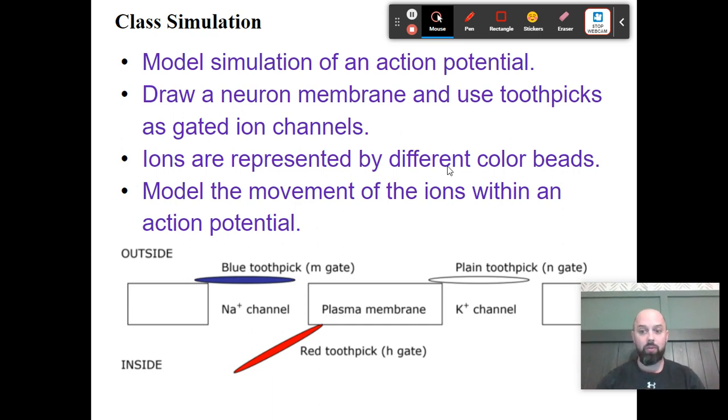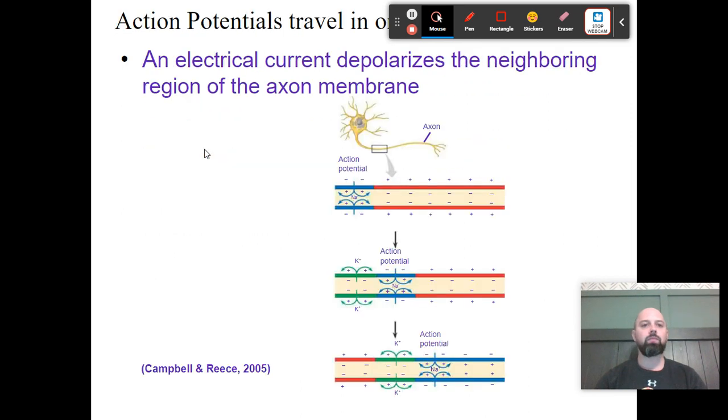So I would tell them to start at resting, and they should show me that sodium is outside, potassium is inside, and all the gates are closed. Then we move into that, depending on what phase of the action potential I want them to model, and we can move those ions and open those gates as needed. It allows them to really see it visually, which is really important for a lot of students.